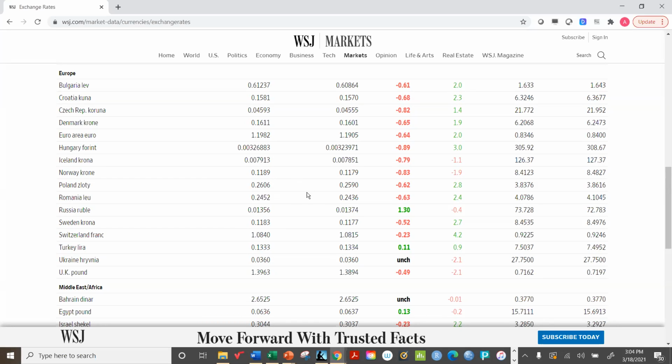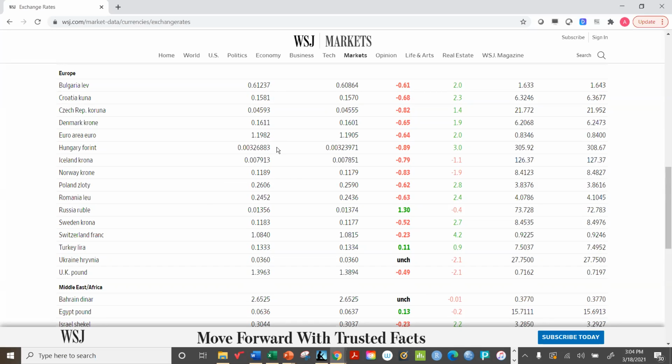But you know what? These are still all spot exchange rates. I was kind of hoping to find some forward exchange rates. And you've got all these other ones like the Russian ruble, some of these other former communist countries here. You've got some of the Scandinavians. This is the euro, by the way. It takes $1.1982 to buy a single euro.